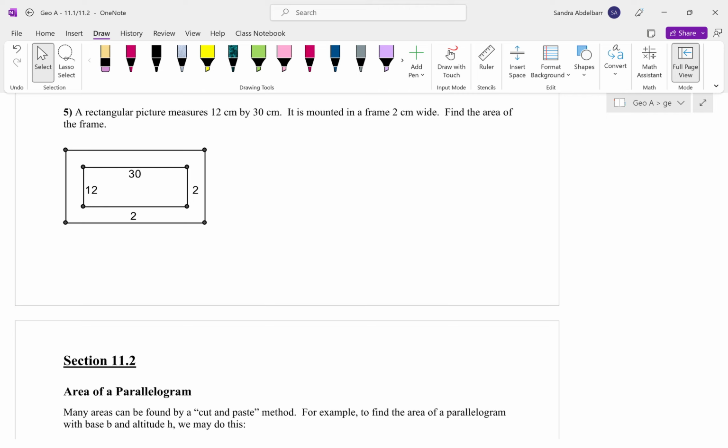A rectangular picture measures 12 centimeters by 30 centimeters. It is mounted in a frame 2 centimeters wide. Find the area of the frame. When I say find the area of the frame, basically I want the area of this shaded region.